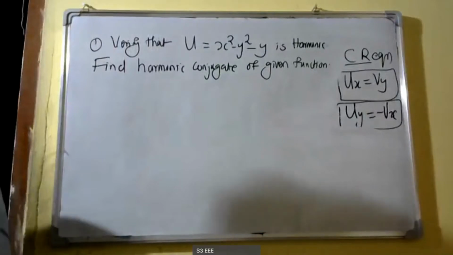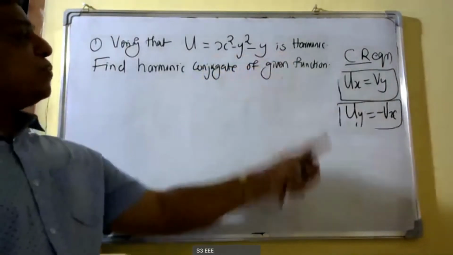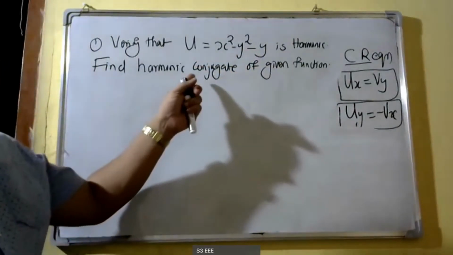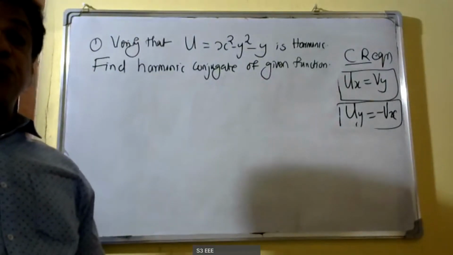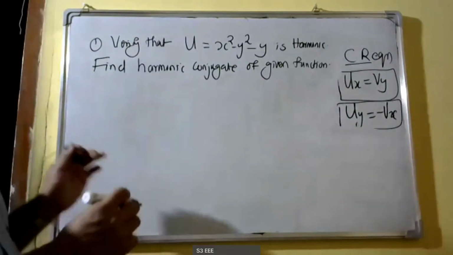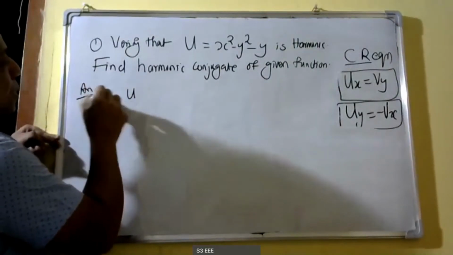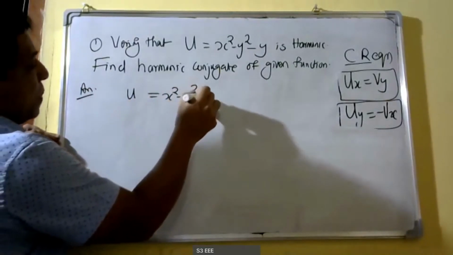Today, we have to verify that u equal to x square minus y is harmonic. Also, we have to find out the harmonic conjugate of the given function. That is, we have to find out the value of v. Here, u is equal to x square minus y square minus y.